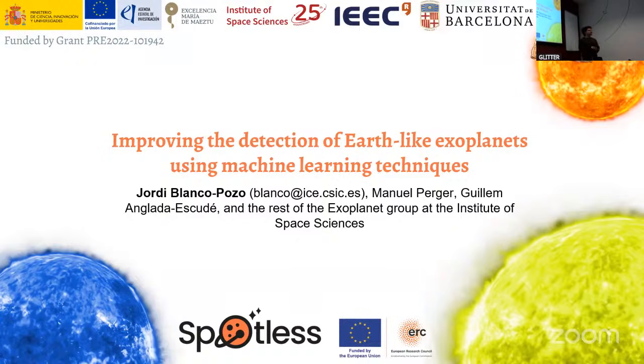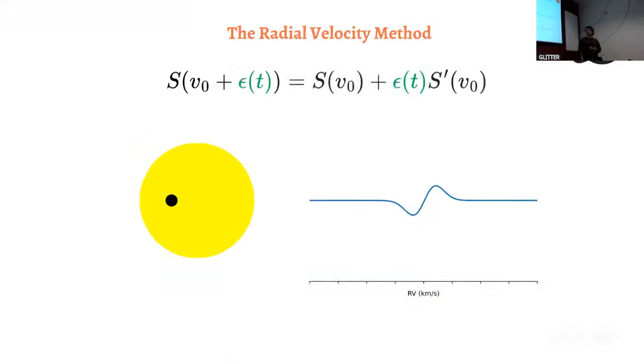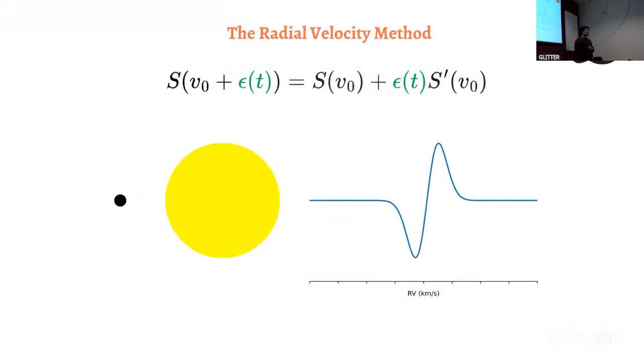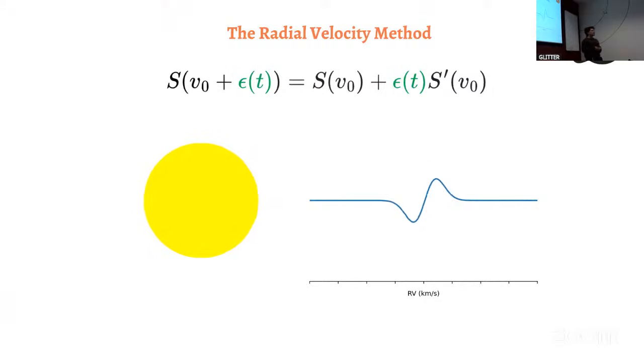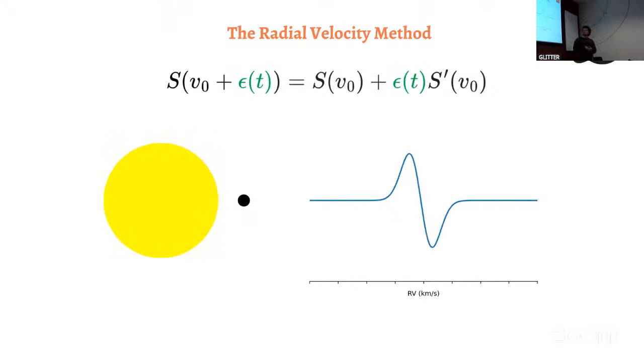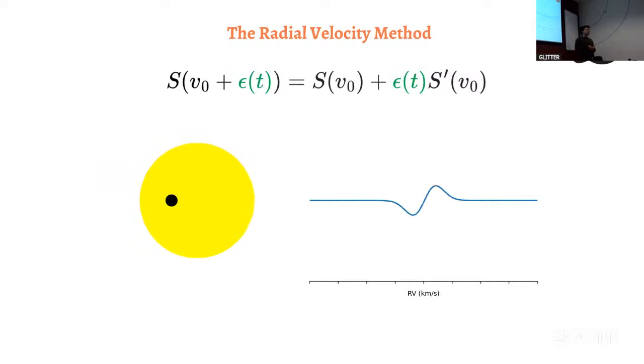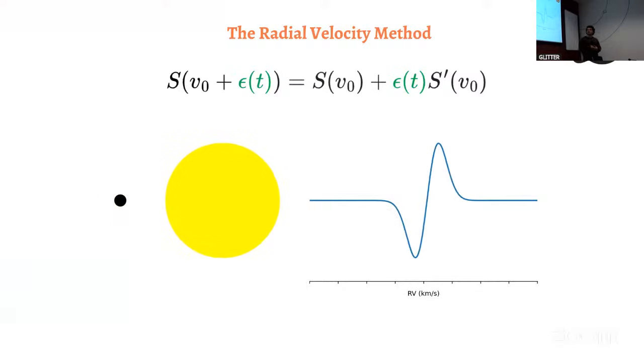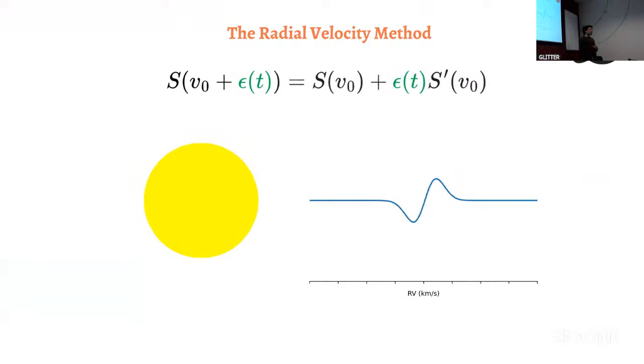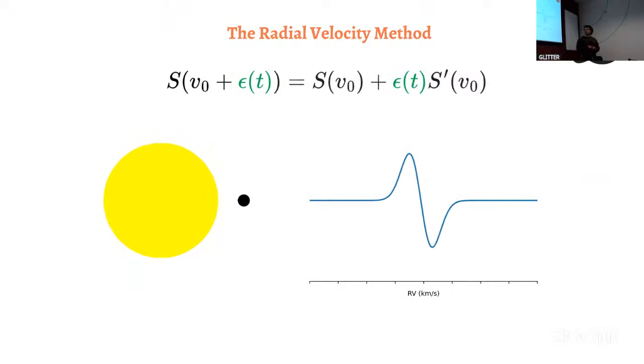And today I'm going to give an overview of my PhD project on trying to improve the detectability of exoplanets using the radial velocity method. Probably, as you all know, the radial velocity method consists of detecting and characterizing exoplanets by studying the Doppler shift that the exoplanet induces on the stellar host spectral lines, as we can see in this animation.